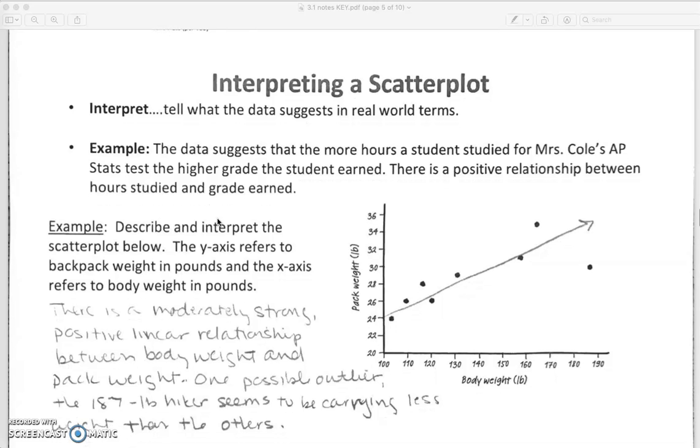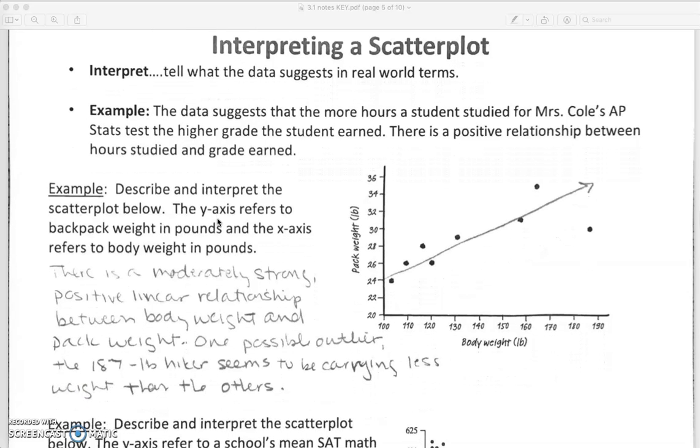So if we look at this example, this is looking at the problem from the day before where we're comparing body weight to pack weight. It says, describe and interpret the scatter plot. The y-axis refers to backpack weight in pounds and the x-axis refers to body weight in pounds. A strong interpretation would be: there is a moderately strong positive linear relationship between body weight and pack weight. One possible outlier, which is the 187 pounds hiker, seems to be carrying less weight than the others. So we want to describe the pattern and also describe it in context.